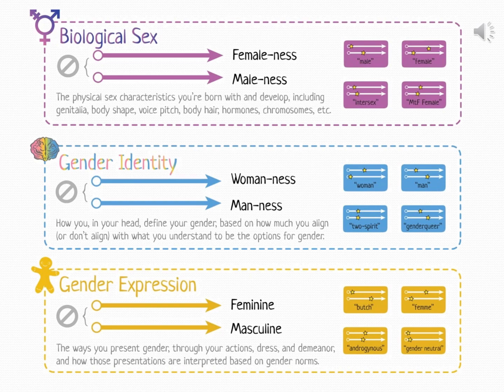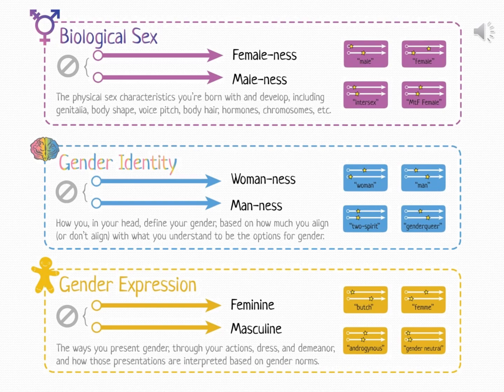You can be a biological male, identify as a woman, and express yourself in both masculine and feminine ways. You can be intersex, that's biological sex, a man, that's gender identity, and androgynous, that's gender expression. Any combination is possible.